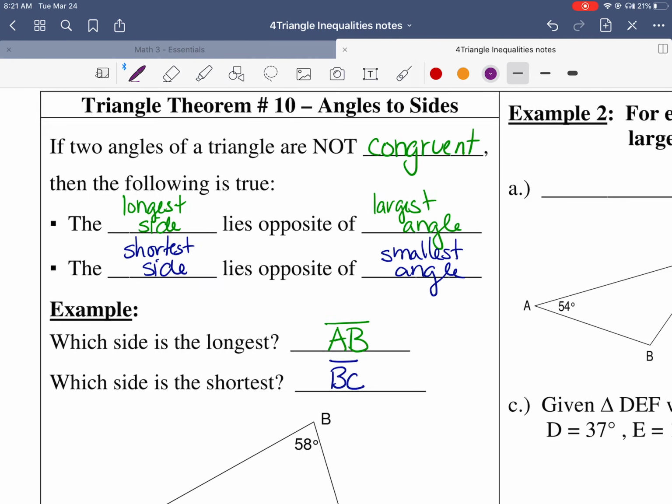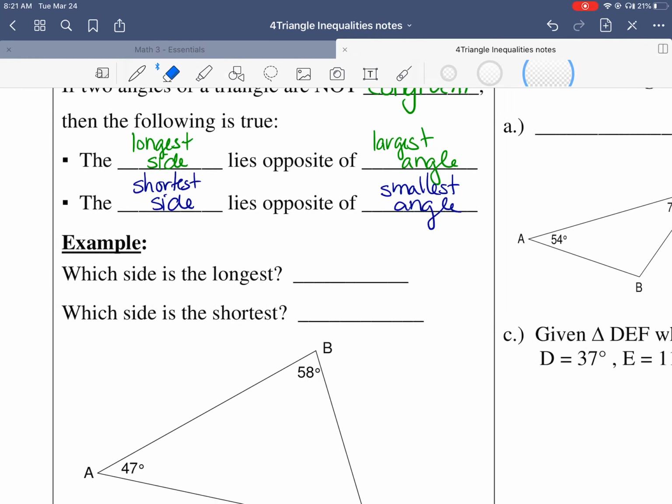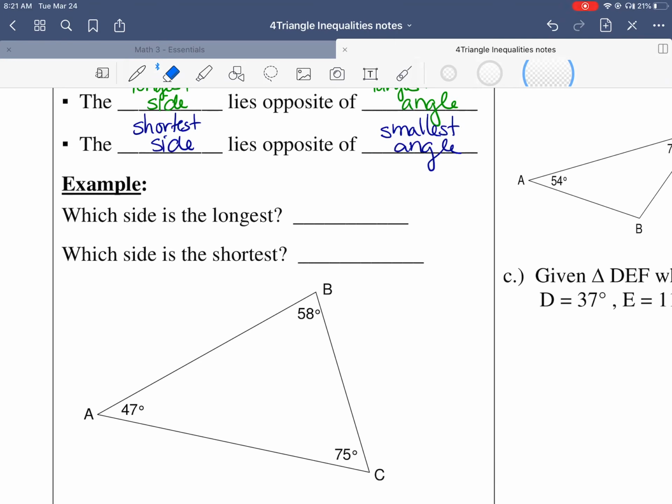All right, that was for angles. And now with sides. So you can see the answers are written right there. Talk about it. If two angles of a triangle are not congruent, then the following is true. The longest side lies opposite of the largest angle, and the shortest side lies opposite of the smallest angle. Which side is the longest and which one is the shortest?